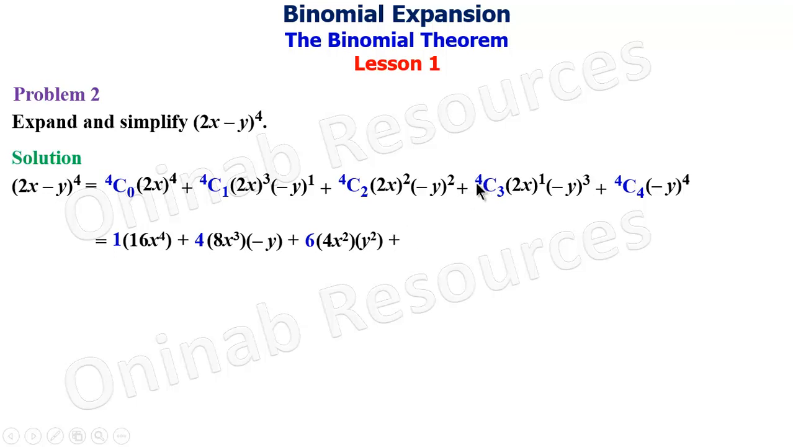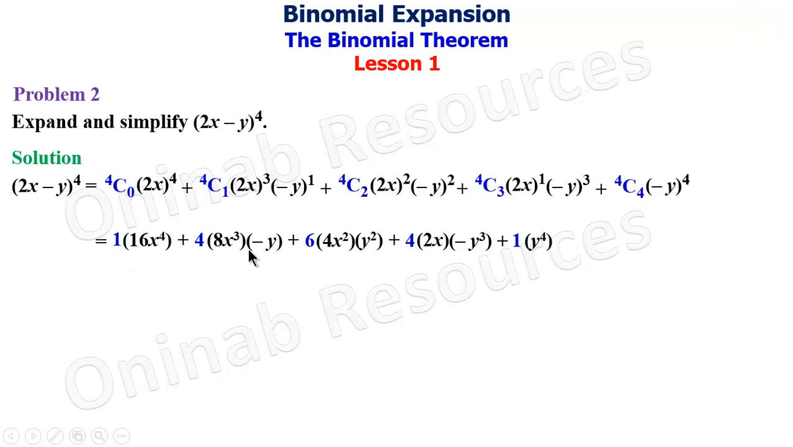Then that's going to be plus 4 combination 3 gives 4. Then 2x all to the power of 1 will just give us the 2x back, minus y all to the power of 3. It means the minus is going to be maintained since the index here is odd. So we have negative y to the power of 3, then plus 1, since 4 combination 4 gives 1, then negative y to the power of 4, that's going to give us positive. So we have it as y raised to the power 4.